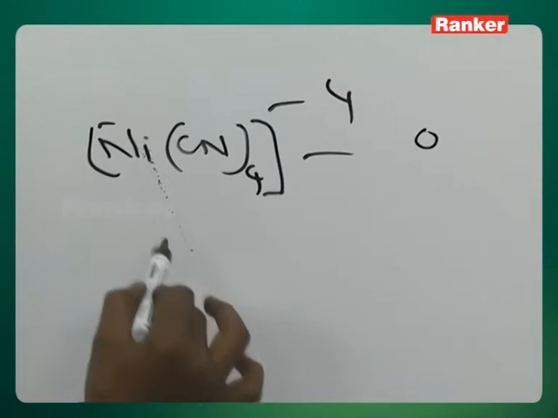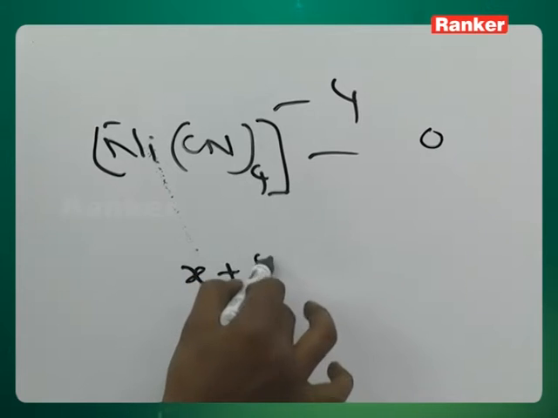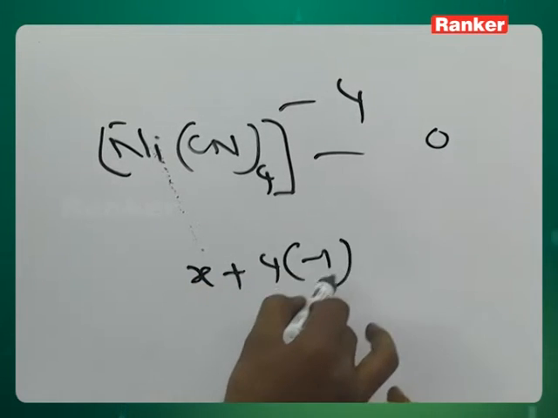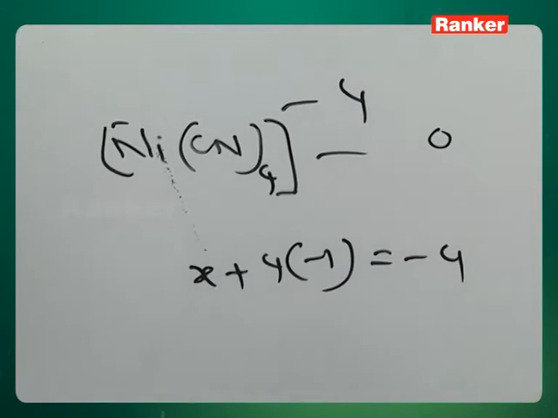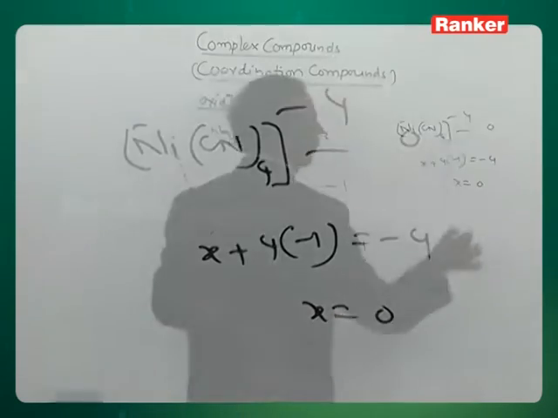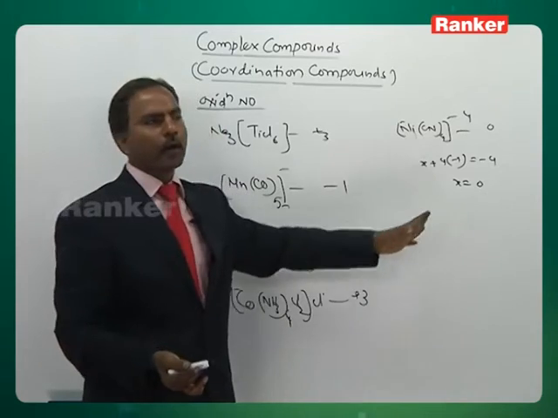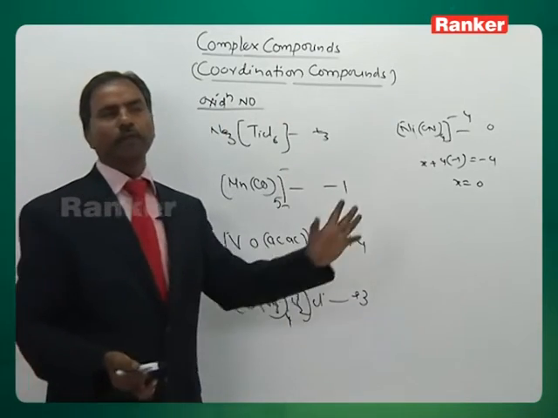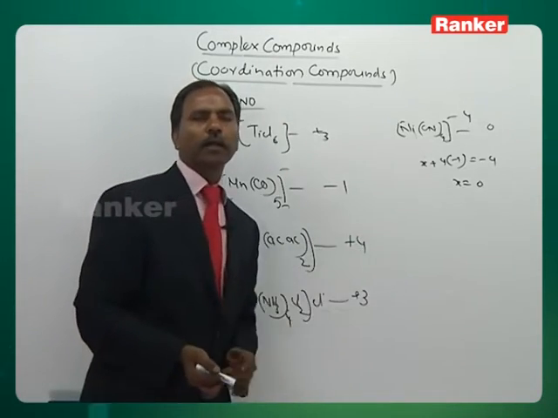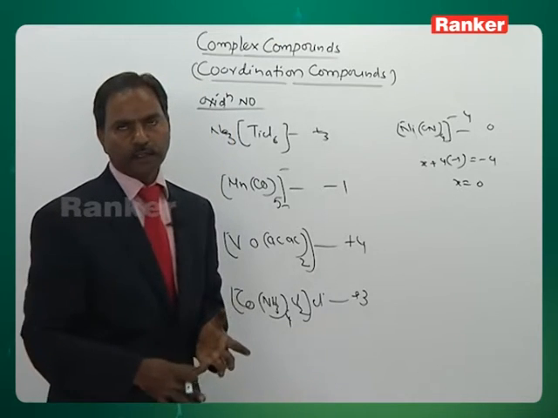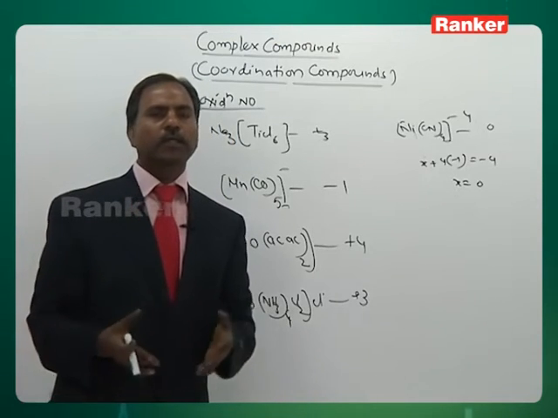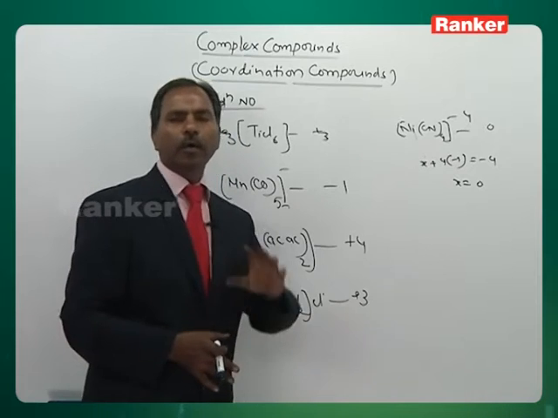If you want to consider nickel as X, how many charges? 4 into minus 1 equal to what? Minus 4. Then X will be equal to 0. Either way you can calculate, either by putting the formula or by looking at the complex, you can easily say the oxidation number. This is the way to calculate oxidation number. Ligands, next oxidation number. Next concept coming to be coordination number.